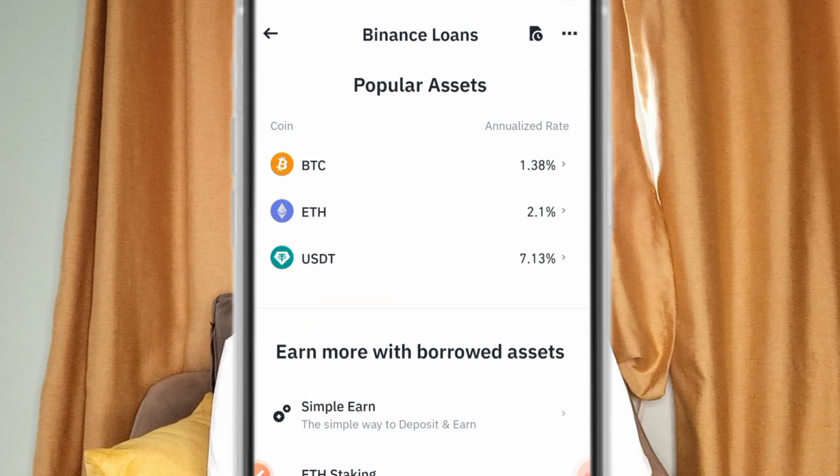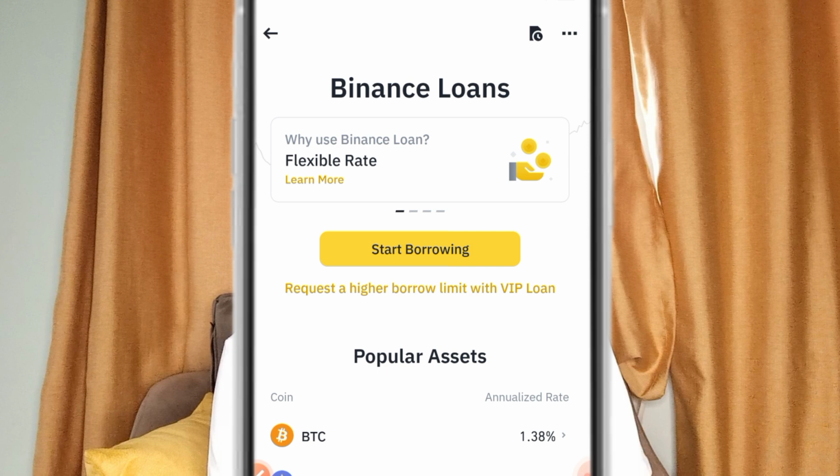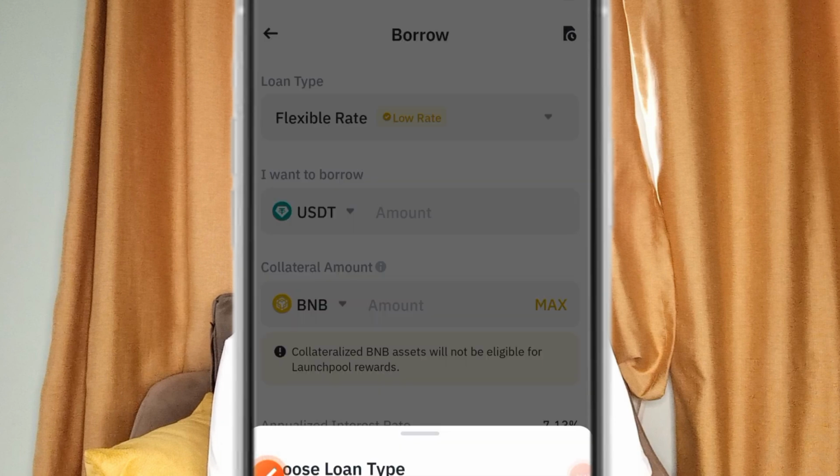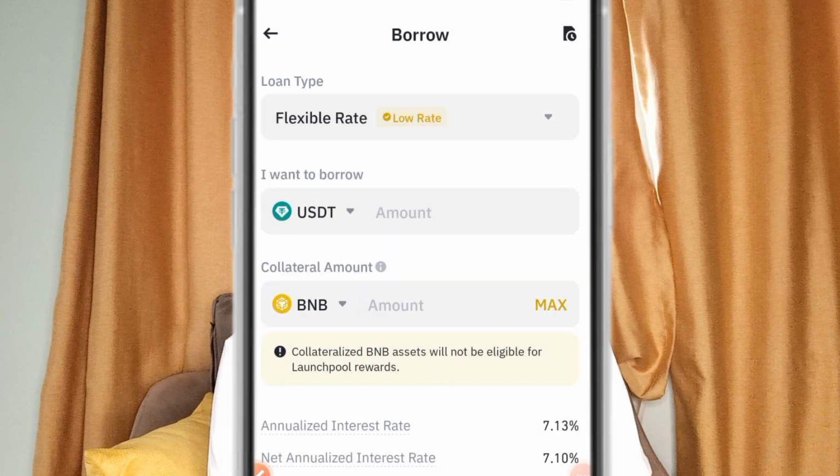If you want to lend to people, you'll just be locking your money into this, and you'll be getting interest yourself. But in case you want to borrow, you can come here and click on Start Borrowing. When you click on Start Borrowing, this is what is going to come up for you. There is the flexible loan type. You can go for flexible. Obviously there's only flexible, right? Yeah, it is only flexible.